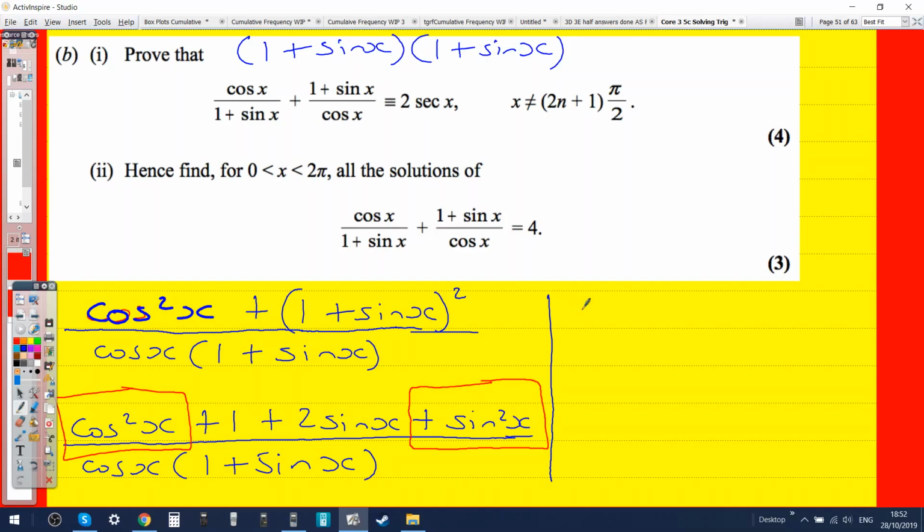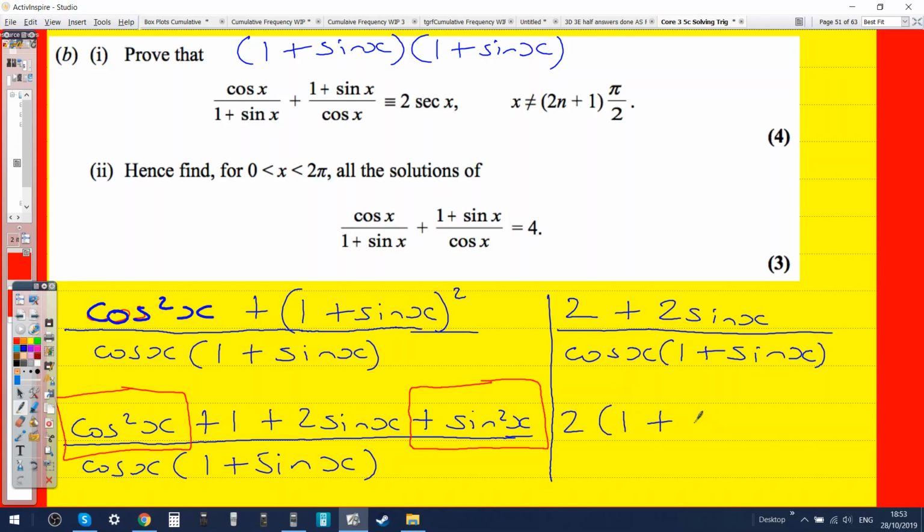So it's 2 plus 2 sine x over cos x, 1 plus sine x. Do you factorize it? Sure do. So 2 times 1 plus sine x over cos x times 1 plus sine x. And then from here, do you just cancel out the 1 plus sine x's from top and bottom? Yeah. So you're left with 2 over cos x, which is the same as 2 sec x.